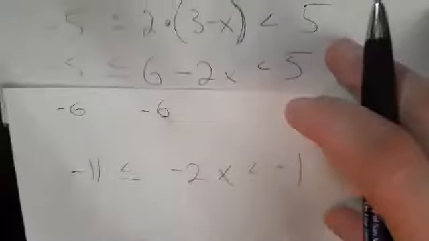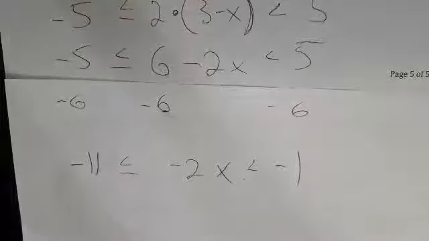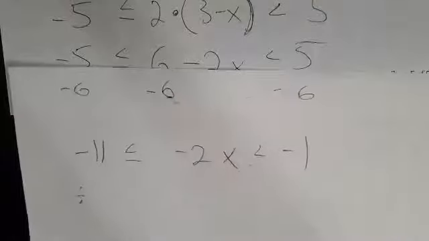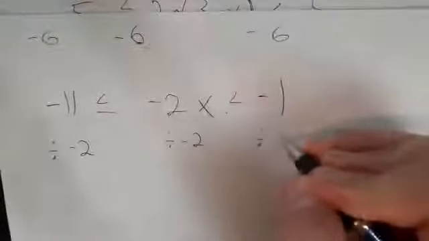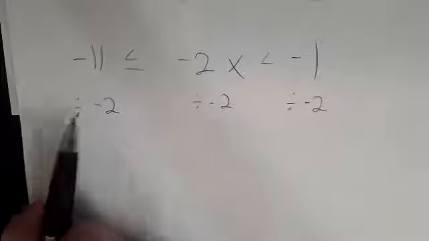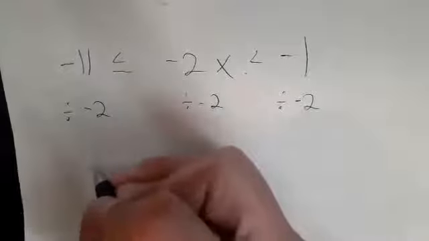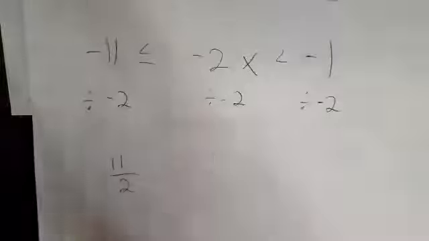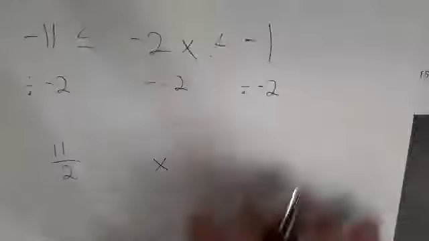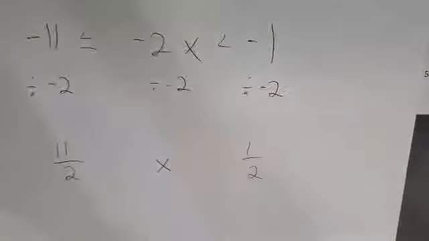And so now we have something that looks like this: -11 is less than or equal to -2x is less than -1. So we want to get x by itself. On each side, we want to divide by the thing that is on the x. The thing that is on the x is a -2. We want to divide each side by -2. So if I divide this side by -2, I have 11 divided by 2. They're both negative, so when we divide them, that becomes positive. This becomes x. This becomes positive 1/2.